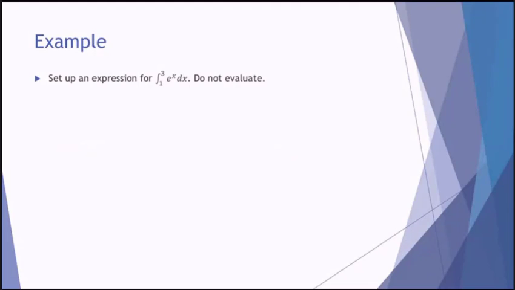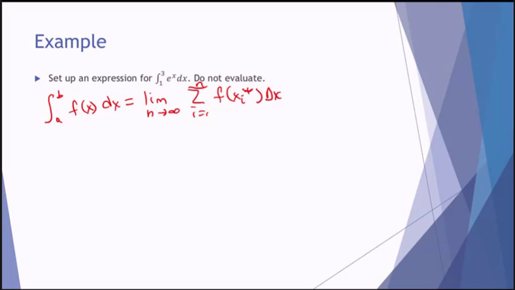So we'll set up an expression for the integral from 1 to 3 of e to the x dx. We are not going to evaluate this one, okay? So basically we're just going to set up the integral using the limit definition. We're not going to evaluate the limits. As a reminder, the integral from a to b of f of x dx is the limit as n approaches infinity of the sum from i equals 1 to n of f of x sub i star delta x. That is the limit definition of the integral.